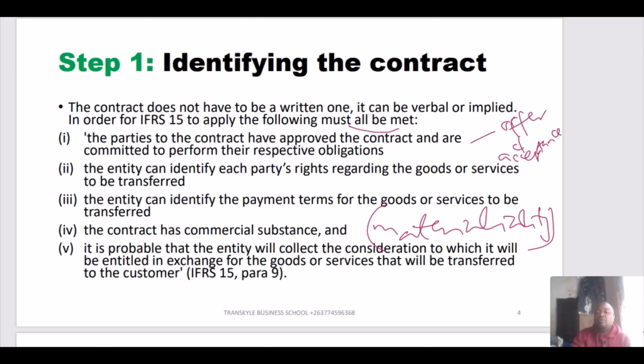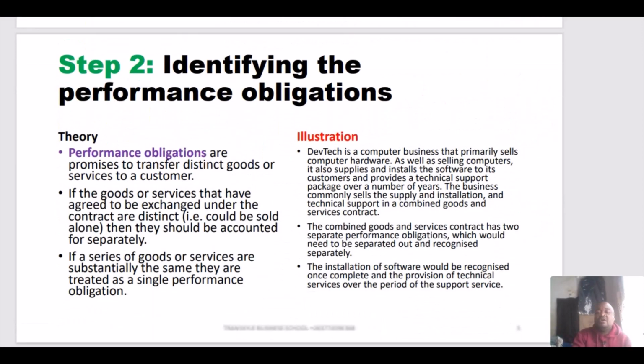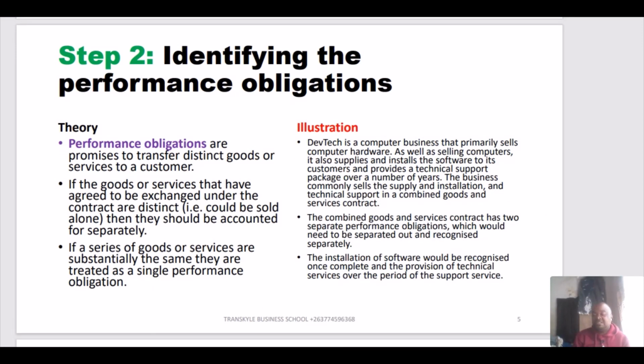All right, but now we have to go a step further and say, what are our performance obligations? How are we going to proceed? What is our duty in this particular contract? What are our tasks to ensure that the contract can be tackled? All right, so performance obligations are the promises to transfer distinct goods or services to a customer. So what are the promises we have made to ensure that we are going to give Mr. So-and-so these quantities?